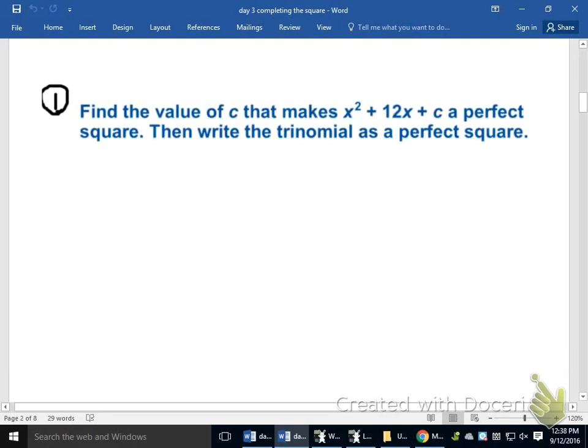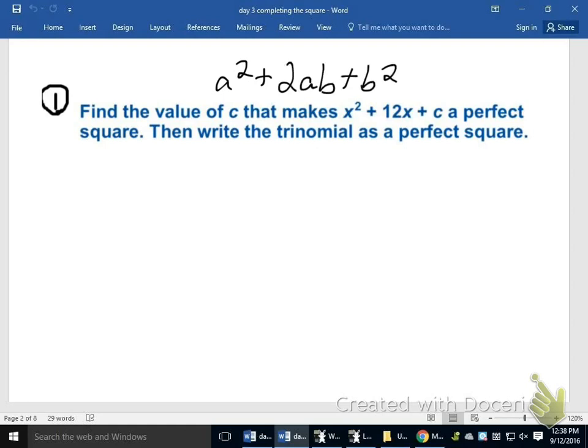On this first problem, we're to find the value of c that makes x squared plus 12x plus c a perfect square. So we're looking to make it in the form a squared plus 2ab plus b squared. When I look at that, I'm trying to figure out what the b squared would be. If this is equal to 2ab, I already know the value of a is x. So 2 times x times b. Well, b must be 6. I know that by just taking the 12x and dividing it by 2.